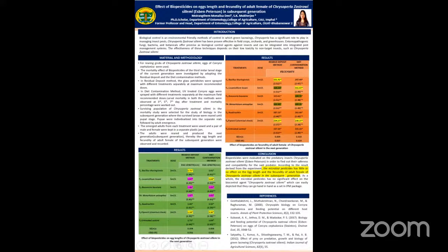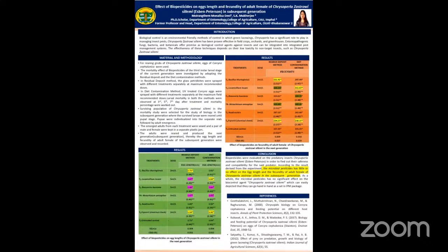So in the introduction, biological control, as you all know, is an environmentally friendly method of control in which the green lacewing Chrysoperla zastrowi sillemi has a significant role to play. Chrysoperla zastrowi sillemi has been proven effective in field crops, orchards, and greenhouses. Moreover, entomopathogenic microbial agents, for example Beauveria bassiana, Bacillus thuringiensis, and Metarhizium anisopliae, have played an important role. When we choose them, we have to keep in mind that they have low toxicity to Chrysoperla zastrowi sillemi.